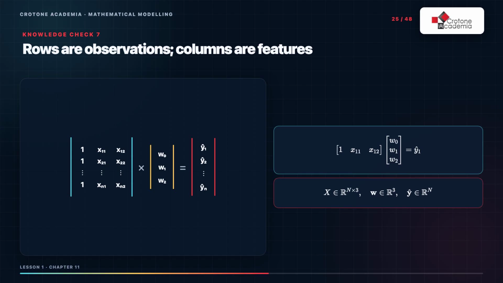Knowledge check 7 asks 2 questions. What does a row represent? 1 observation. What does a column represent? 1 selected input, or feature, across all observations. Repeat this distinction whenever matrix notation begins to feel abstract.